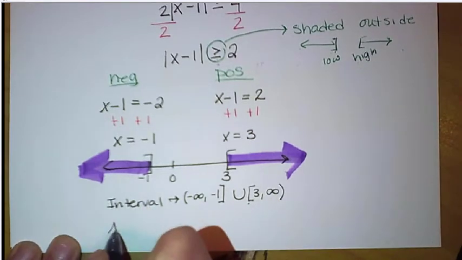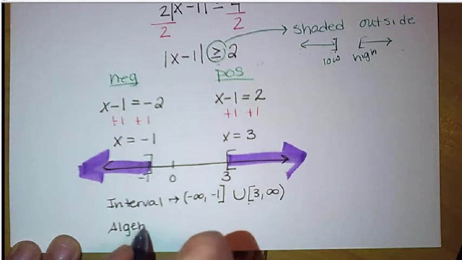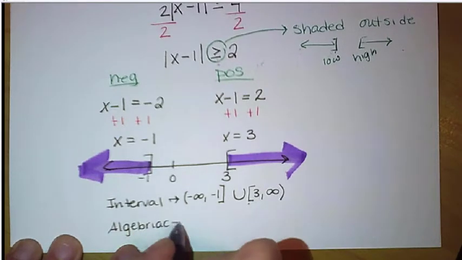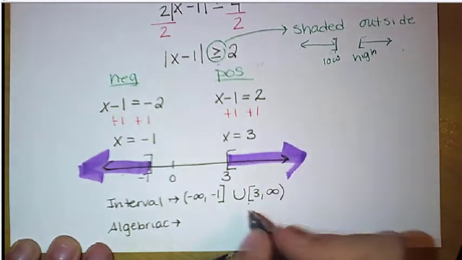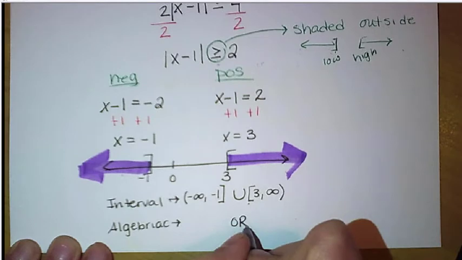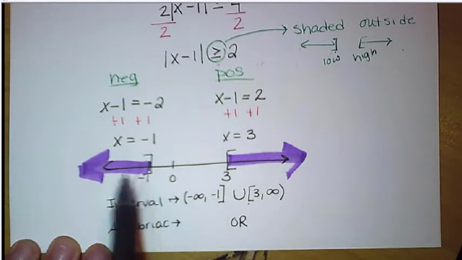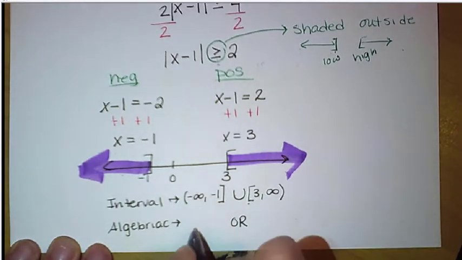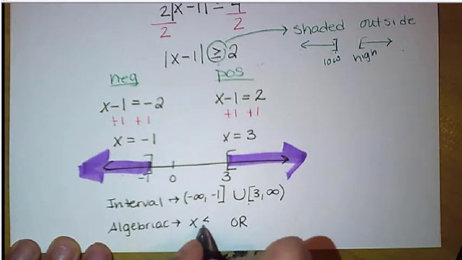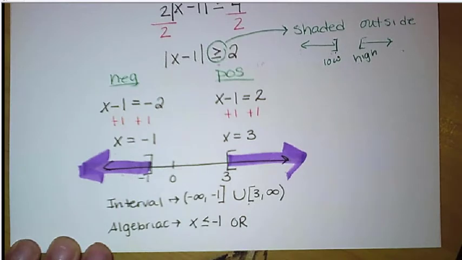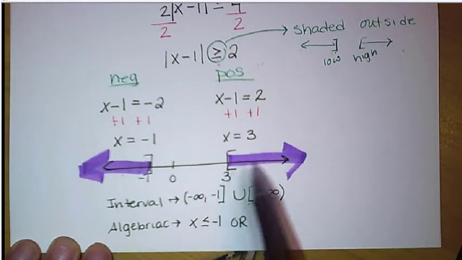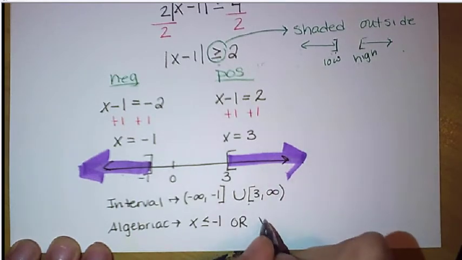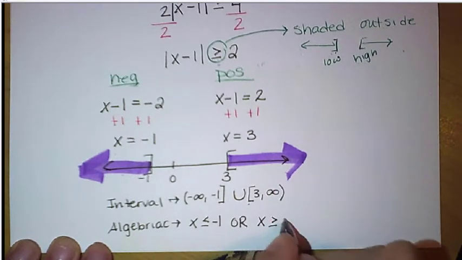And then for our algebraic notation, again, because we have two shaded areas on our graph, we know we're going to have two algebraic notations. We're going to connect those with the word "or." On this part, we want our value of x to be smaller, or less than. So this is going to be x is less than or equal to -1. And on the other side of our graph, we want x to be bigger, or greater than 3. So on the other side, we have x is greater than or equal to 3.